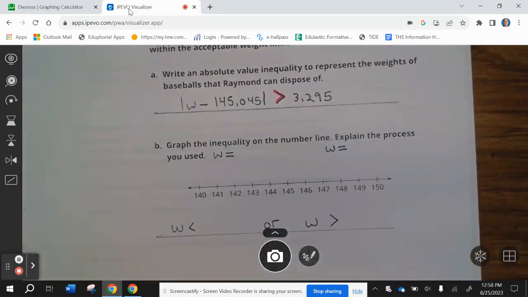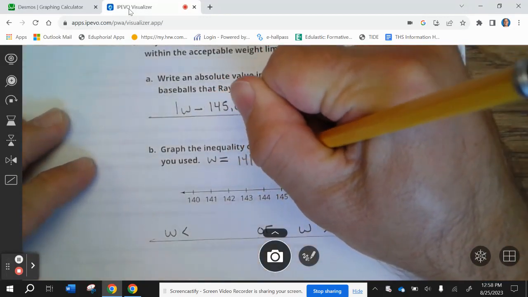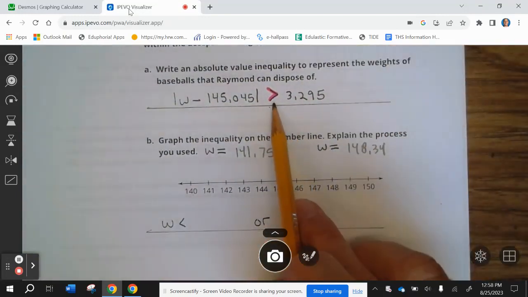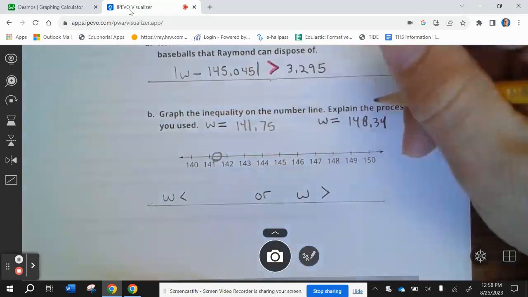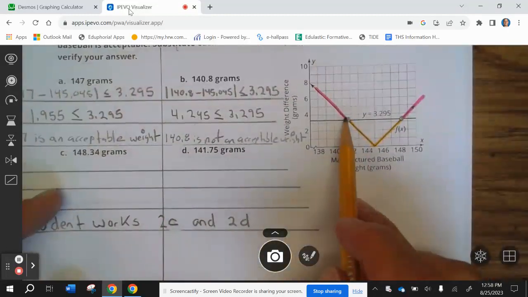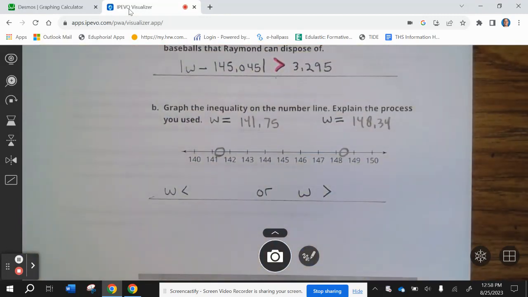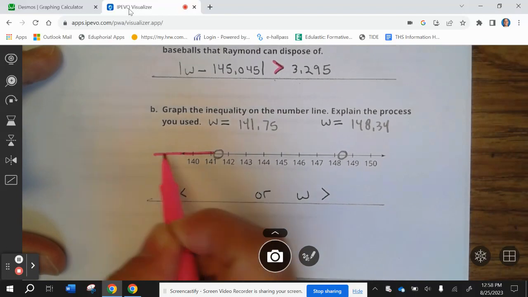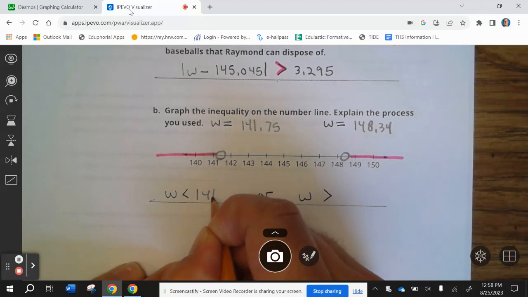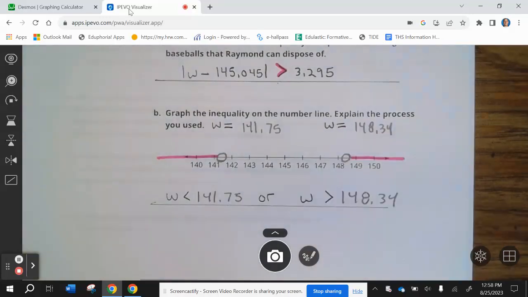Okay. So our W values are still 141.75 and 148.34. Now, because there's no line underneath, it's an open circle here and here. And using our graph, we know we're shading left and to the right. Okay, so we're shading here and here. So W is less than 141.75 or W is greater than 148.34. All right, go ahead and finish it up.